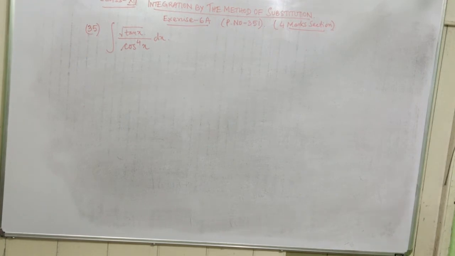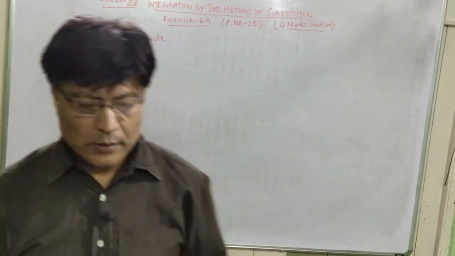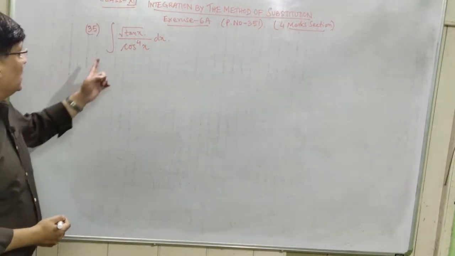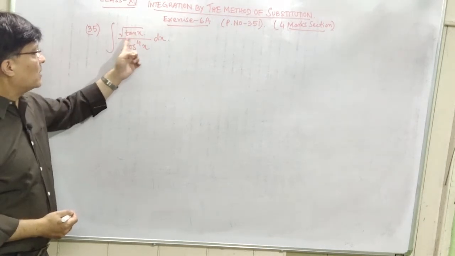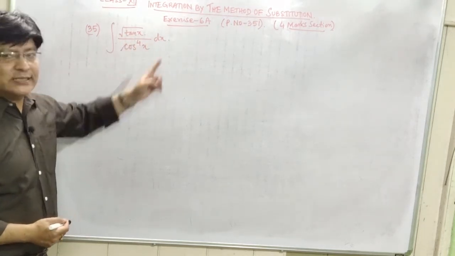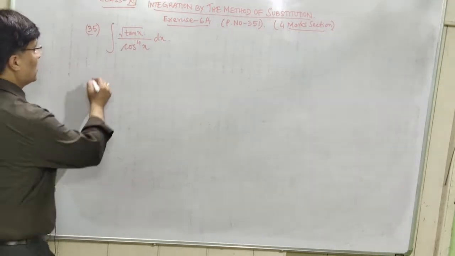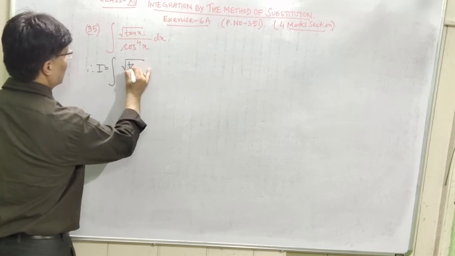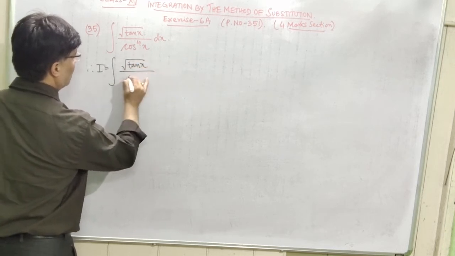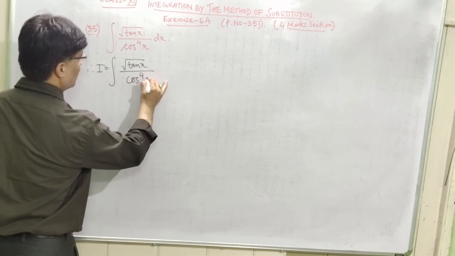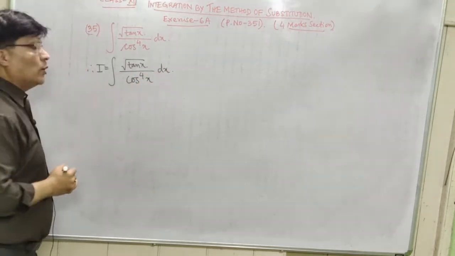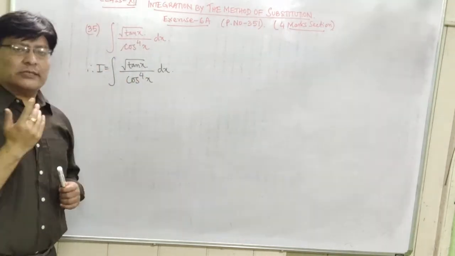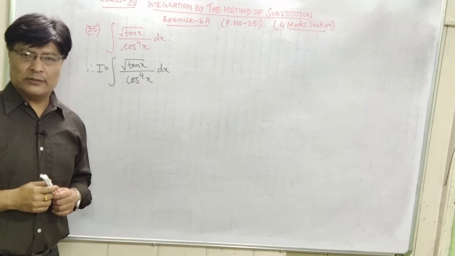So now we'll do the next question, that is question number 35. Integral sine root over tan x divided by cos to the power 4x dx. Okay, so therefore I is equal to integral sine root over tan x divided by cos to the power 4x dx. So how will you do this integration? So now this is the integration by the method of substitution. You know the method, isn't it?